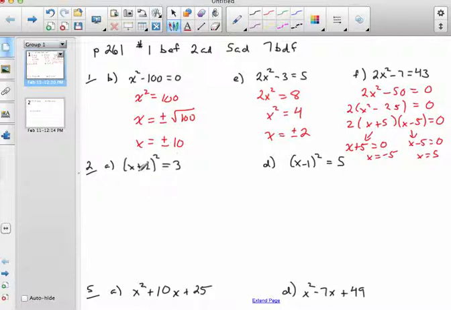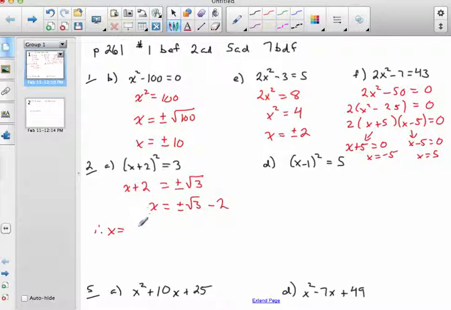Number 2, solve each equation, express roots in exact form or approximate to 3 decimal places. I'll let you guys do the approximate to 3 decimal places. So one way I can do this is to take the square root of both sides, and I'm left with x plus 2 on this side equal to plus or minus the square root of 3. Well, that's not a perfect square, so I'm going to leave it as plus or minus square root of 3. And for x, I'll subtract the 2: plus or minus square root of 3 minus 2. And this will give me two answers.